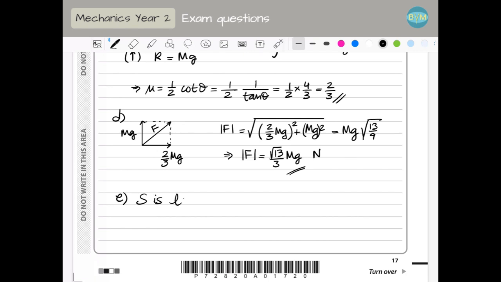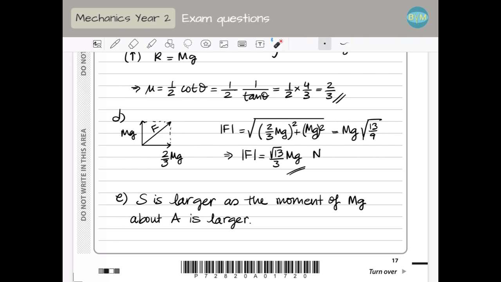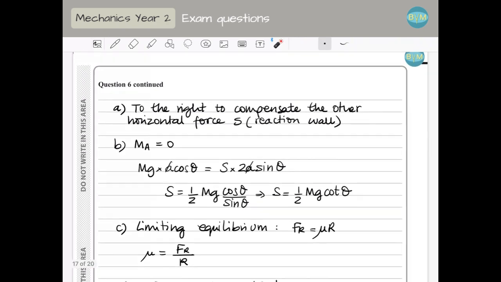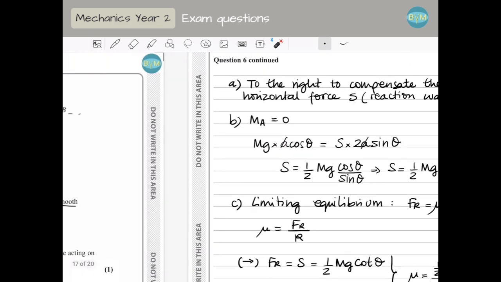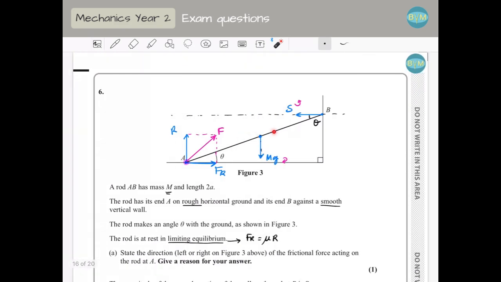S is larger as the moment of the weight mg about A is larger. My numerator for S is larger. So this distance here is not a, it's a bit more than a. Before it was a, now it's a bit more than a. And that's it. That's all the question.